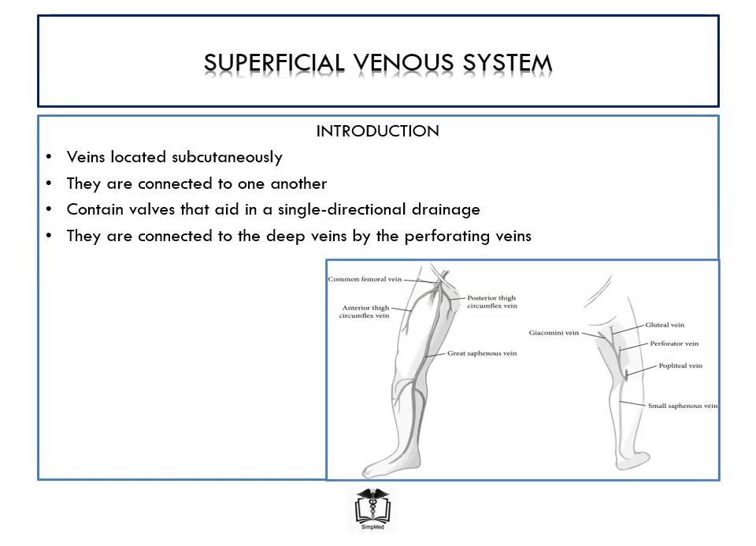Let's start with the superficial venous system. These are veins that are located subcutaneously within the skin. They are connected to each other and as a result also connected to the deep veins through the perforating veins. They tend to have a number of valves and this ensures that they drain unidirectionally. So they drain in a single direction. They drain from the distal part of the limb to the proximal part of the limb and then towards the heart.